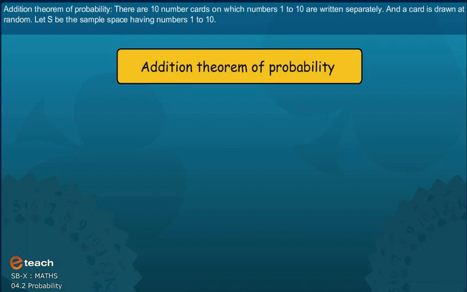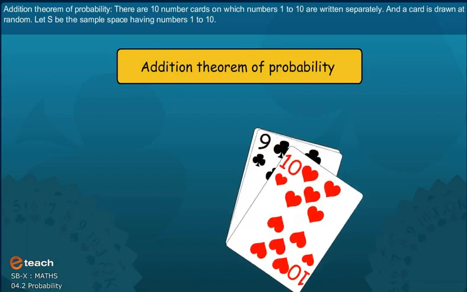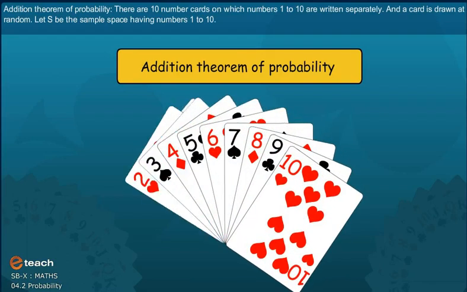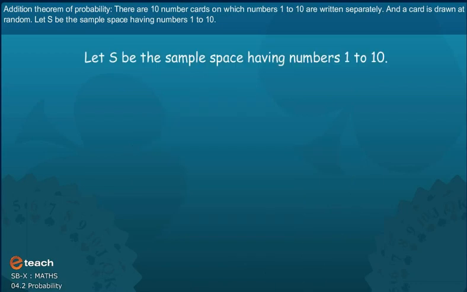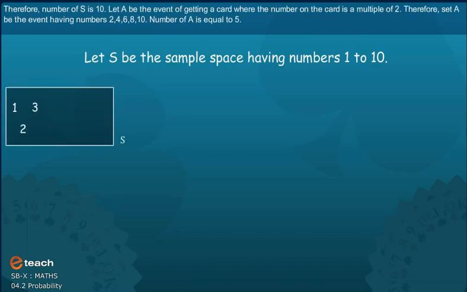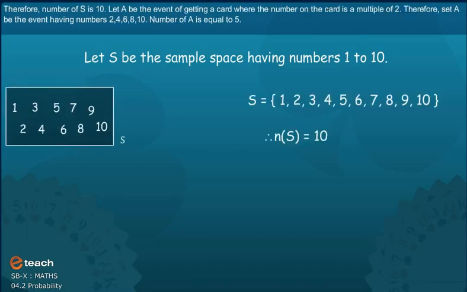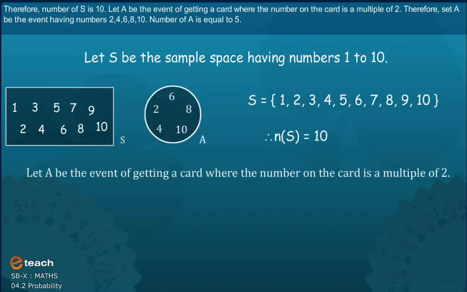Addition theorem of probability. There are 10 number cards on which numbers 1 to 10 are written separately, and a card is drawn at random. Let S be the sample space having numbers 1 to 10. Therefore, n(S) is equal to 10. Let A be the event of getting a card where the number on the card is a multiple of 2. Therefore, set A be the event having numbers 2, 4, 6, 8, 10. n(A) is equal to 5.